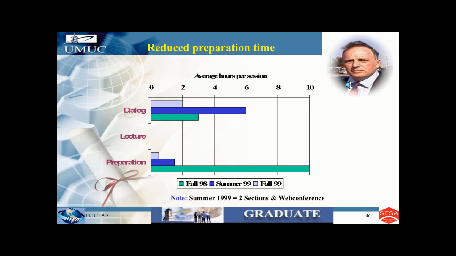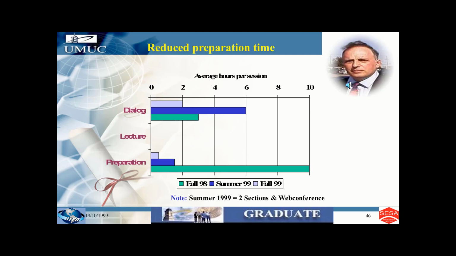This allowed me to spend more time on dialogue with the students. In the fall of 98, there was an average of 3 hours spent in dialogue with the students. In the summer of 1999, there was an average of 6 hours spent on dialogue with the students, but remember, I was running 2 sections at that time, and right now I'm running about 2 hours a week of dialogue with the students, but the class is only in the second session.